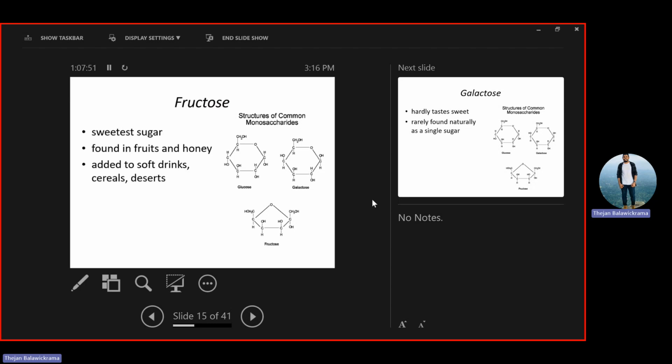This is glucose, which we find in starch and similar foods. Fructose is the version that we find in fruits and honey. Since it is very sweet, for soft drinks, cereals, and desserts, the selling items, fructose is the one which is used.